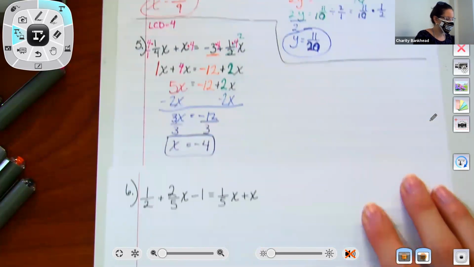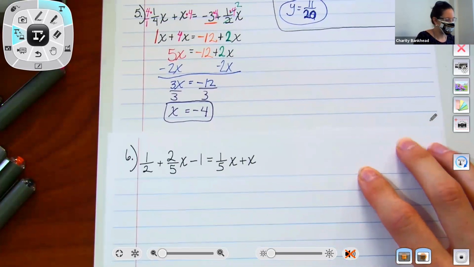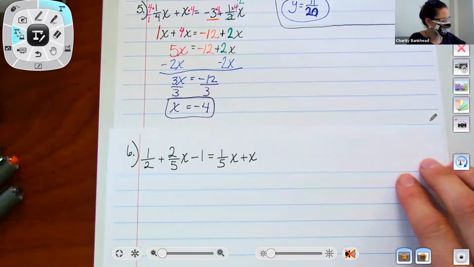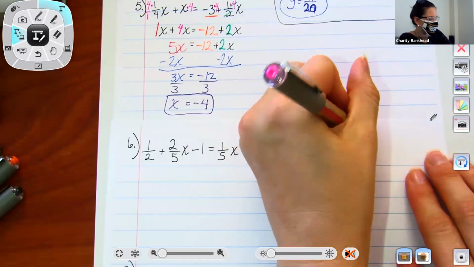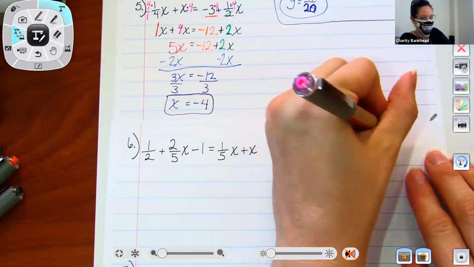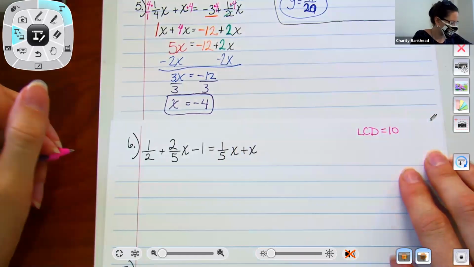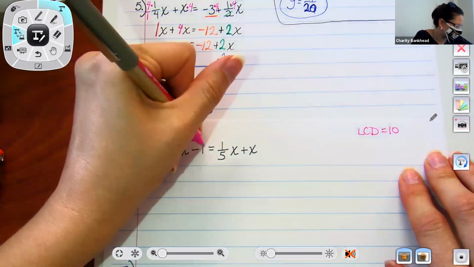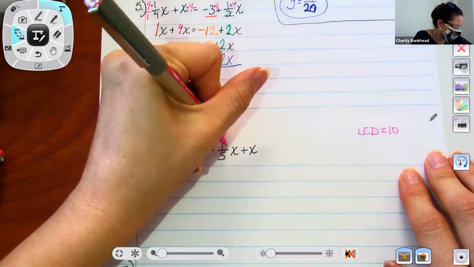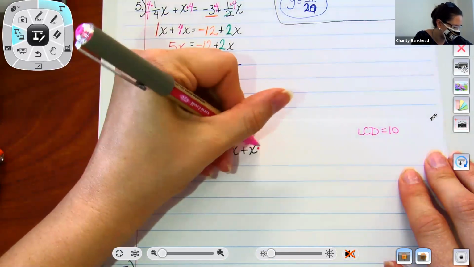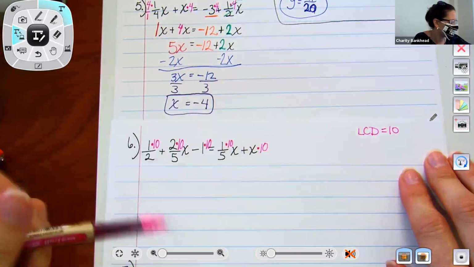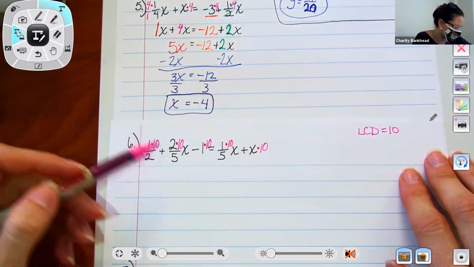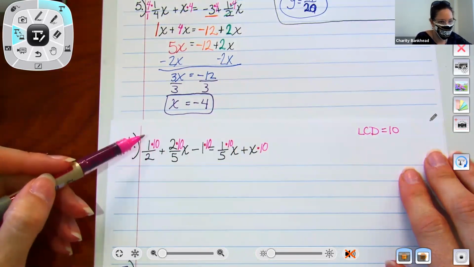All right, so number 6, what would be the LCD for that problem? 10. So multiply every term times 10. Even if it's not a fraction, every term has to get multiplied by 10. You have to do the same thing all the way across. And 10 is the same thing as 10 over 1. If you want to write it that way, you can, but really you're just multiplying the numerator by 10.